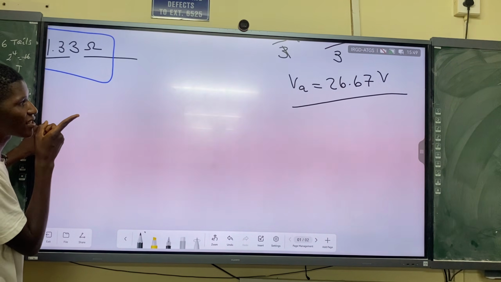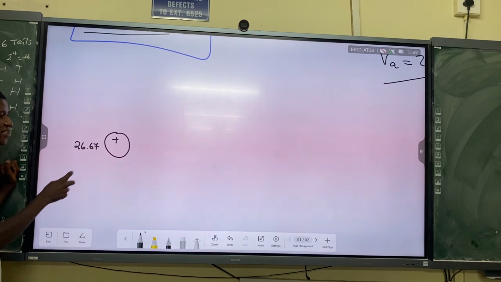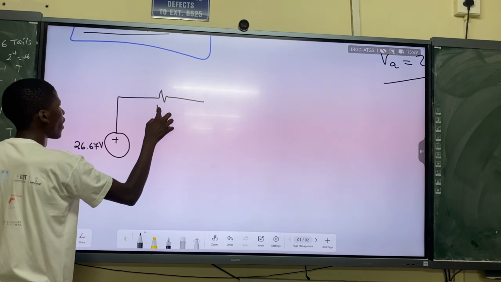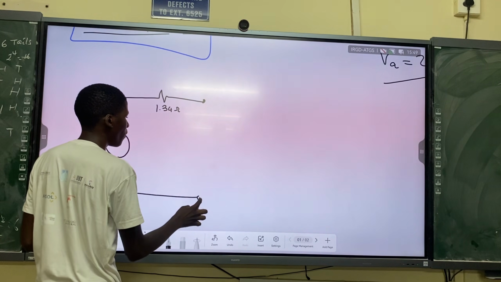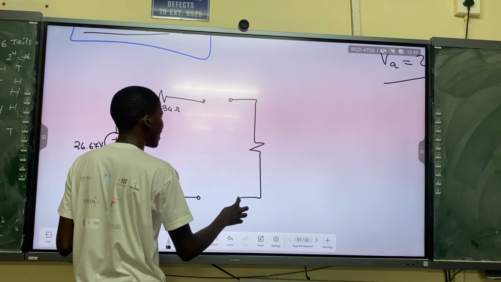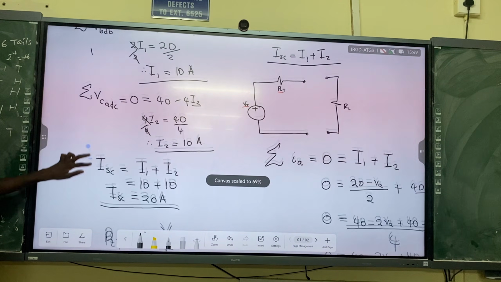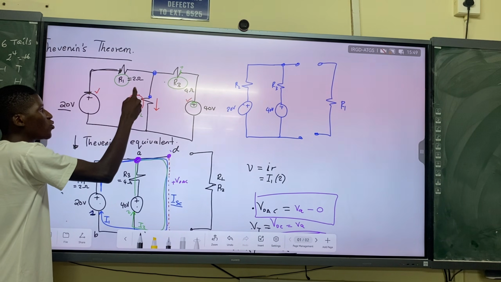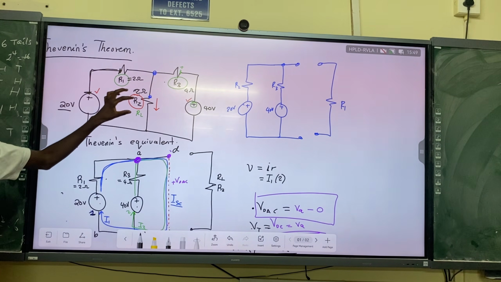The Thevenin's voltage is 26.67 volts, and it must be in series with 1.34 ohms. That's our Thevenin's resistance. Then we open our circuit. This is open circuited. And then on the other side, we've got our R load, the load resistor, which we said we are looking for. What resistance did you assign to R load? Or it didn't assign any value. Let's just say the resistance of R load is maybe 2 ohms, for example.